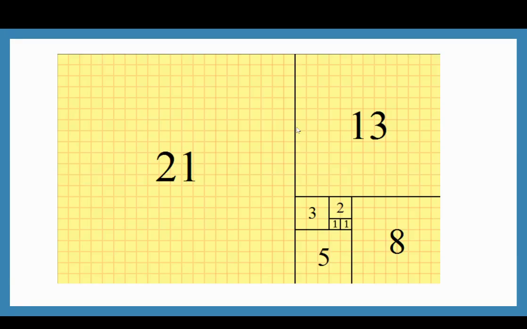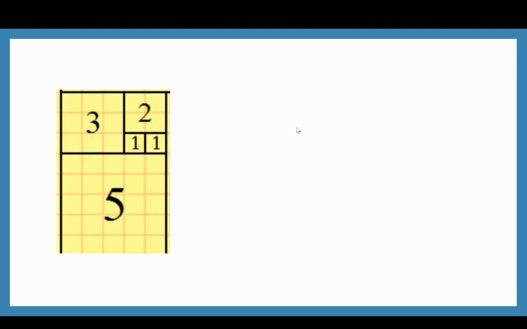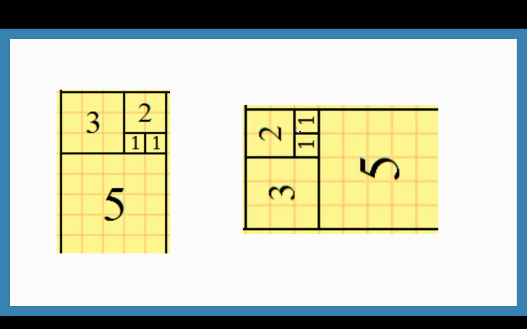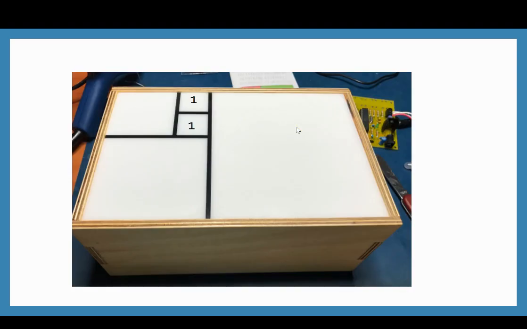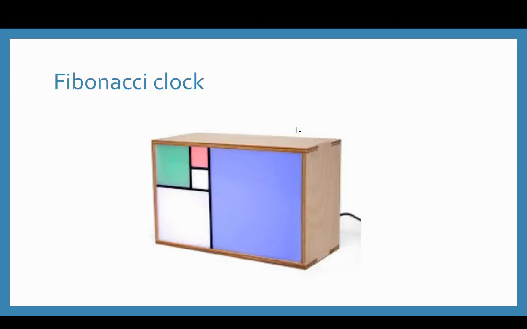So here is our pattern again. And just have a look now at the rectangle within the rectangle that has 1, 1, 2, 3, 5 in it. It's that rectangle. It looks like this. And now let's rotate it on its side. 1, 1, 2, 3, 5. Here it is. So you can see 1, 1, 2, 3, 5. So that's our Fibonacci clock.